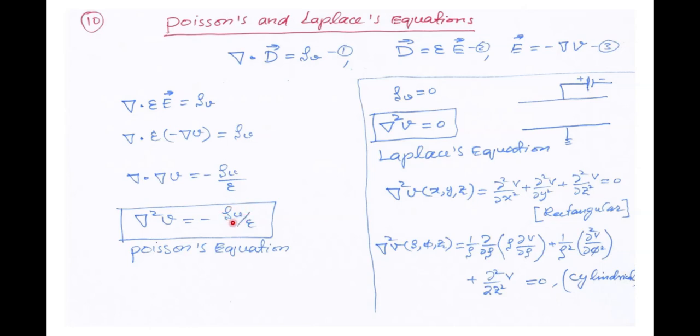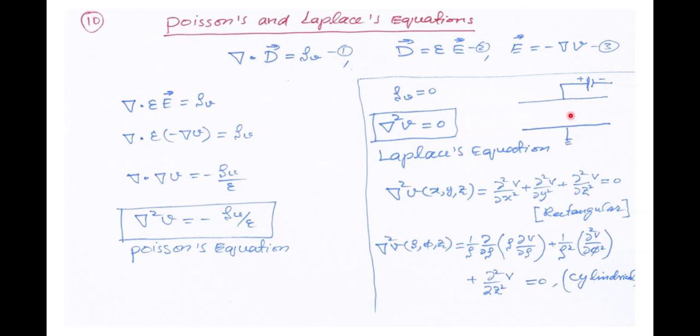Whenever there is a driving source on the right side of an equation, for instance in this case we have the driving source rho v, that is volume charge density, this is called the Poisson equation. For example, let us consider two conducting boundaries and assume that one conducting boundary is connected to a high potential and the second conducting boundary is connected to zero potential.